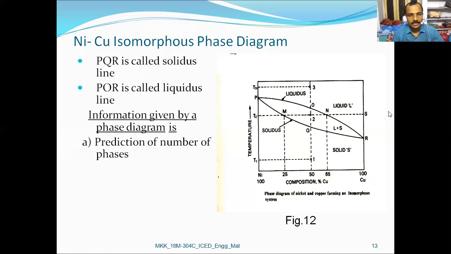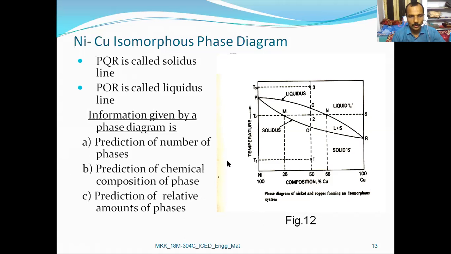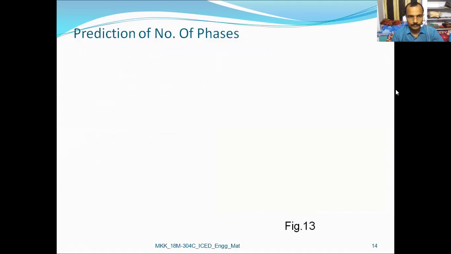Next, here the prediction of number of phases. So whatever the information given by this particular phase diagram is, first we can find out or we can predict the number of phases, how many phases occur, and prediction of chemical composition of the phase, and also prediction of relative amounts of phases. So first, prediction of number of phases.